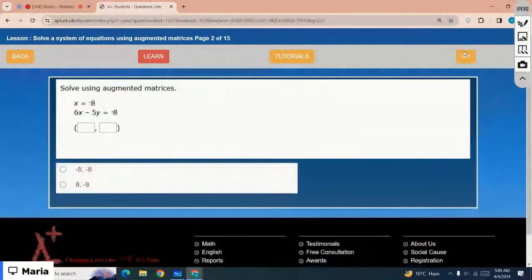Okay, the next one is solve using augmented matrices. x equals negative 8 and 6x minus 5y equals negative 8. That's the one we did in the tutorial, isn't it? The solution of this equation is negative 8 and negative 8. Option number 1 is the correct option.